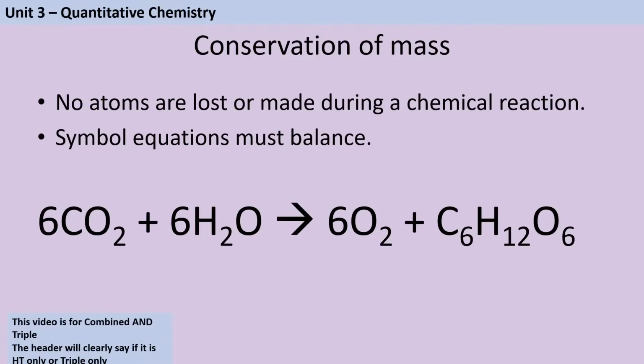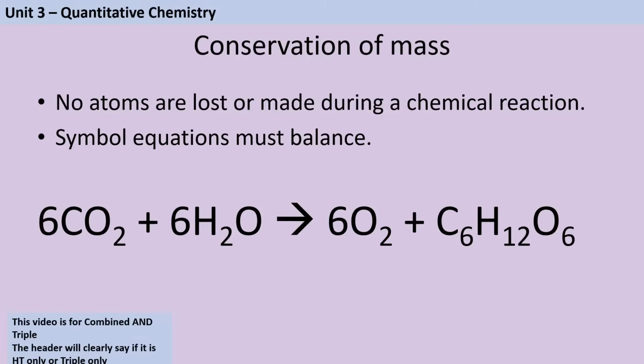Okay, we're on to Unit 3. First thing that you need to know, whether you are doing combined or triple or foundation or higher, everyone needs to know that the law of conservation of mass tells us that no atoms are lost and no atoms are made during a chemical reaction. Therefore, the mass of the products has to equal the mass of the reactants. And that means that you can represent any chemical reaction with a simple equation, which is going to be balanced in terms of the number of atoms of each element involved on both sides of the equation.